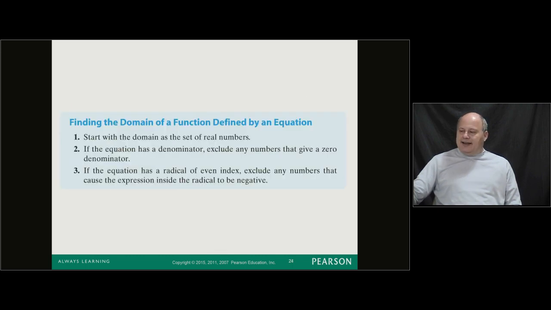All right, so finding the domain of a function defined by an equation. You start with the domain of the set of real numbers, so you assume it's everything. If the equation has a denominator, which was the first one we had, we exclude any numbers that give a 0 in the denominator. And when the equation has a radical with an even index, exclude any numbers that cause the expression inside the radical to be negative. So that's why we make the radicand greater than or equal to 0, and then solve that inequality. Sometimes you can do it by observation, but it's probably best just to solve that inequality.